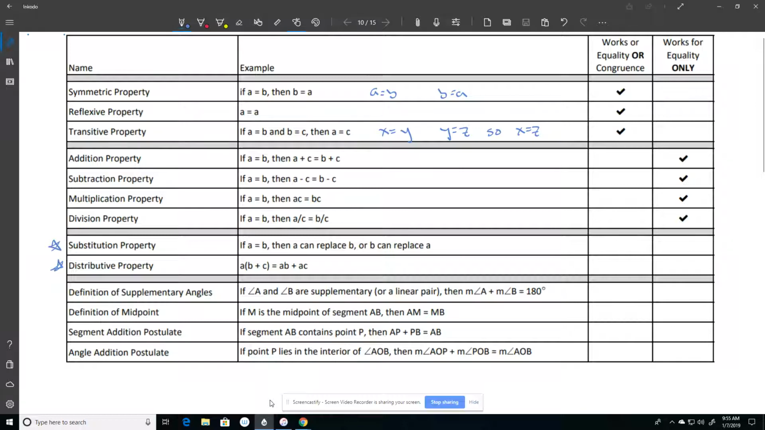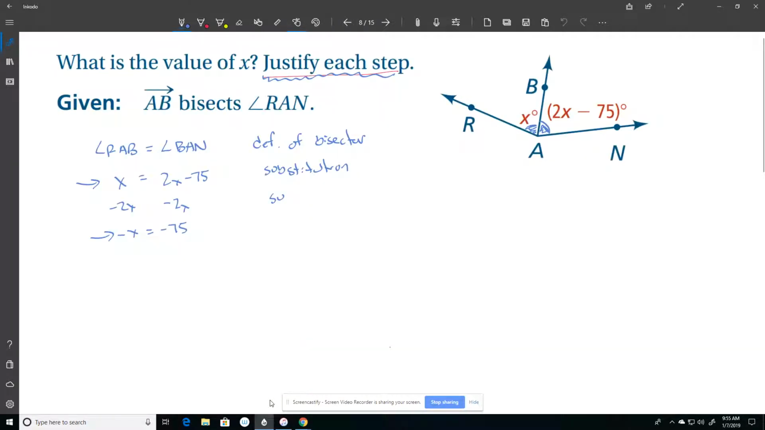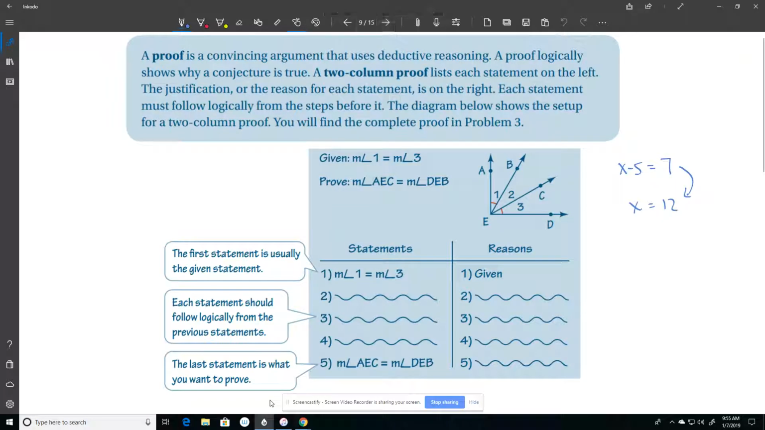That also goes for in my first example back here. If angle RAB, this angle, is equal to X, when I plug in the X instead of the RAB, I have to acknowledge that that was okay to do based on substitution.